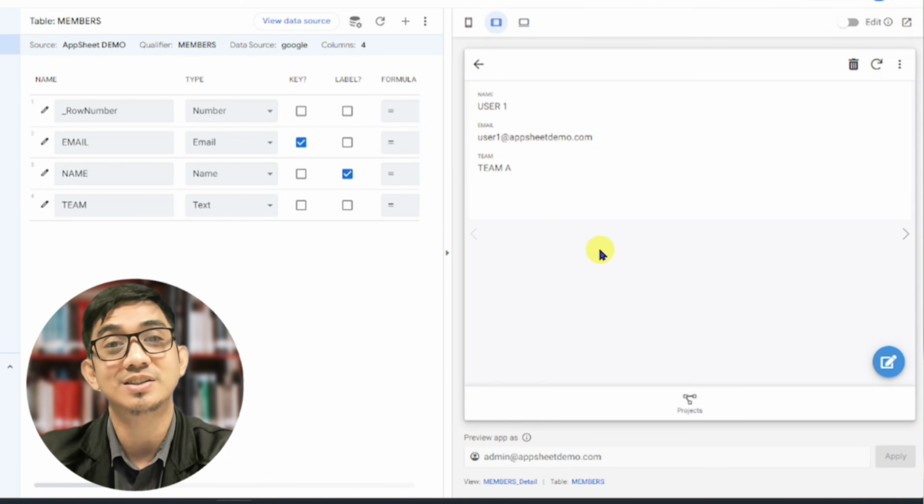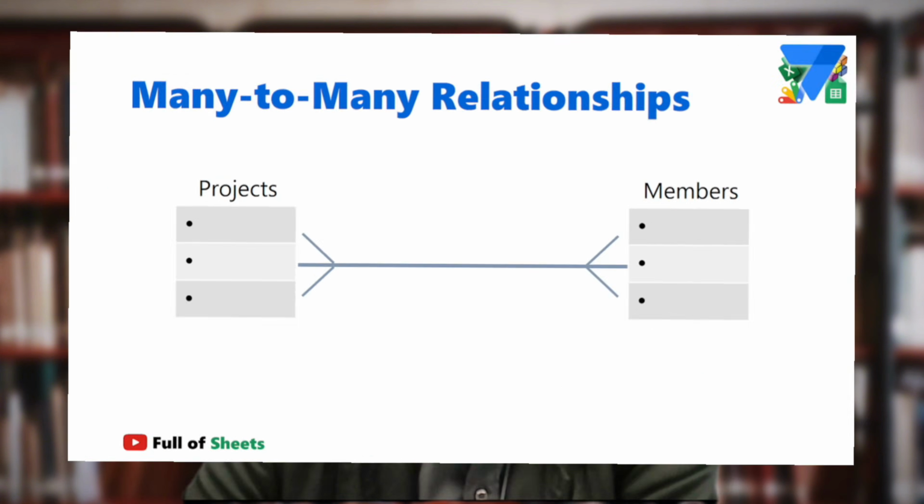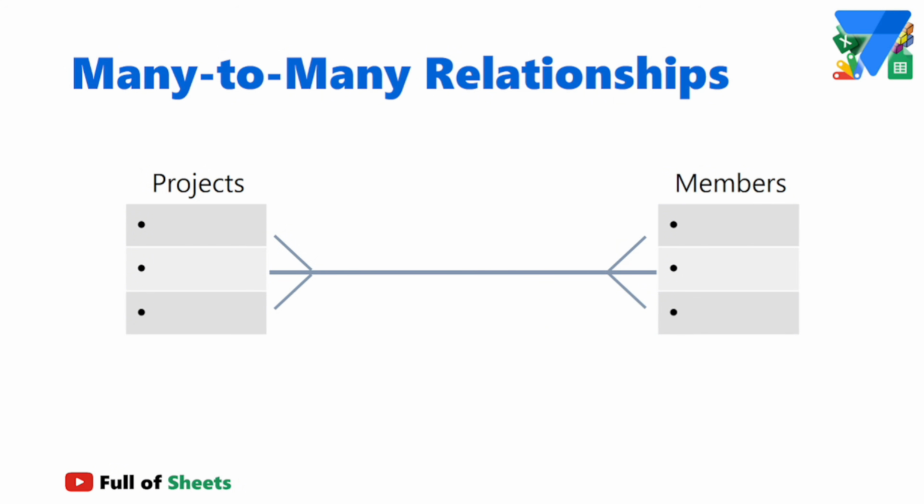So how do we fix that? How do we ensure that a connection would be made where a project can have one or more members and a member can be part of one or more projects? Creating these many-to-many relationships actually is not possible at all.